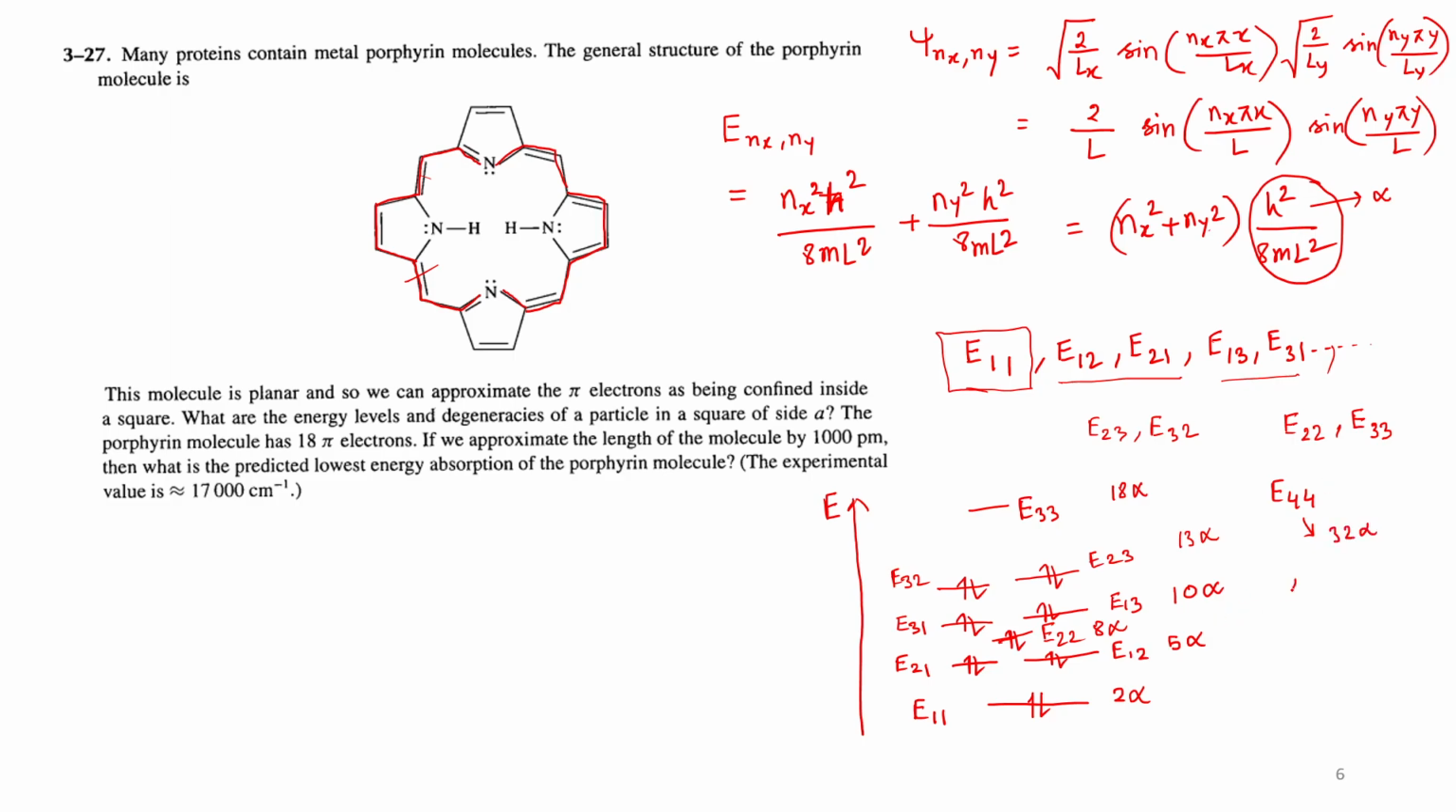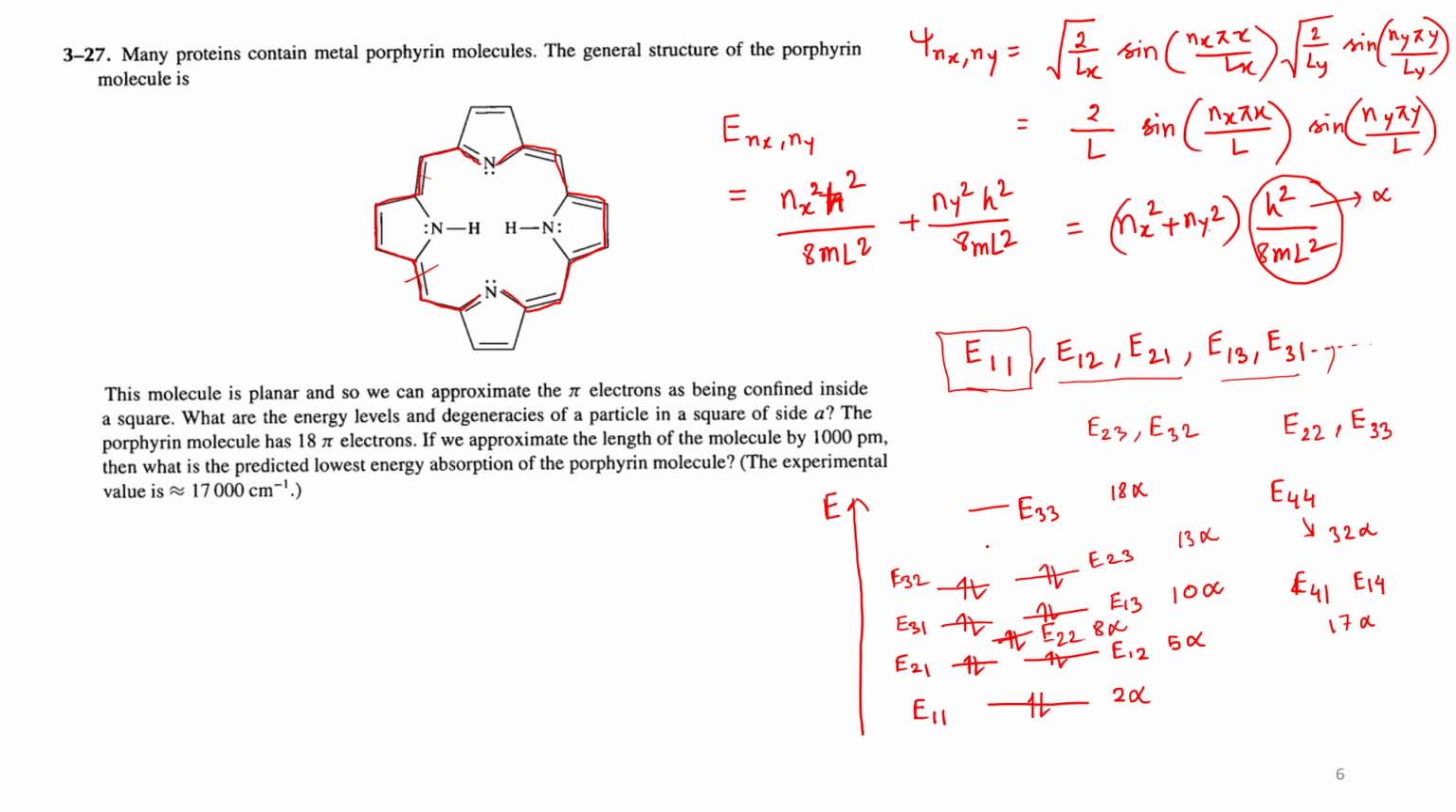And what about E4 1 and E1 4? They will have 4 square plus 1, so that is 16 plus 1, 17 alpha. So it will come.